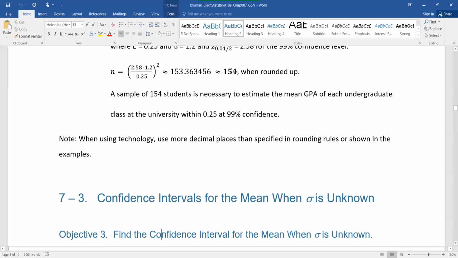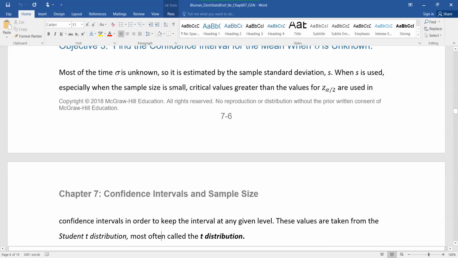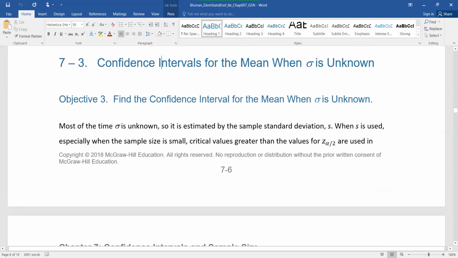All right, note when using technology, use more decimal places than specified in rounding rules. Don't round during the process, round at the end of the process because you don't want to get a rounding error. All right, in your notes, this says 7.3 confidence interval for the mean, population standard deviation unknown. This is actually going to be 7.2.